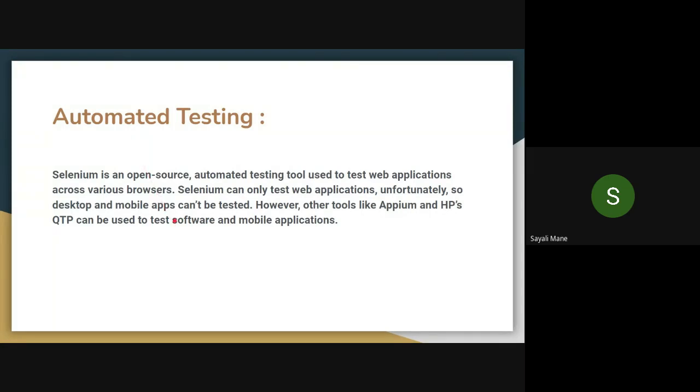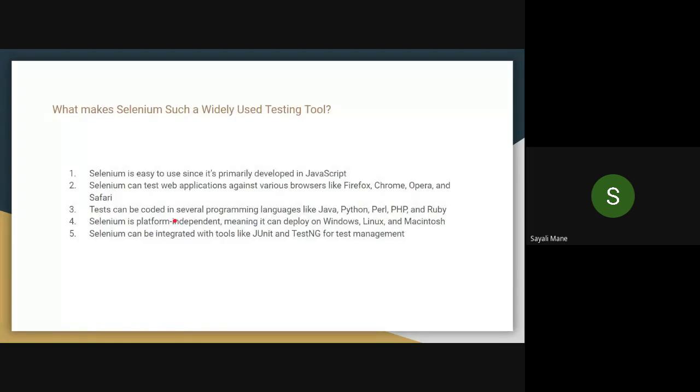Now we know what Selenium is, the basic definition of it. We'll see why it is famous. The first one is that it is easy to use since it's developed in JavaScript. Then it can test a web application against various browsers like Firefox, Safari, Chrome, Opera. Nowadays everyone uses Firefox and Chrome, so it is very easy.